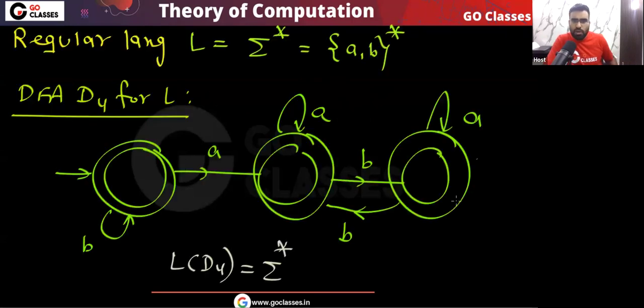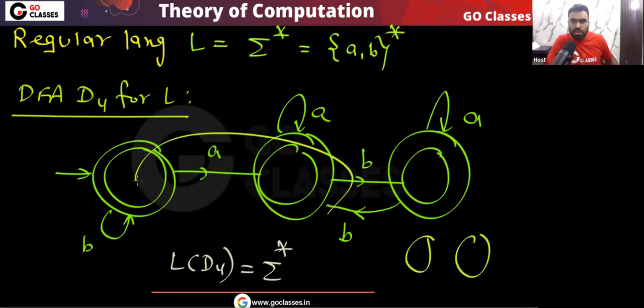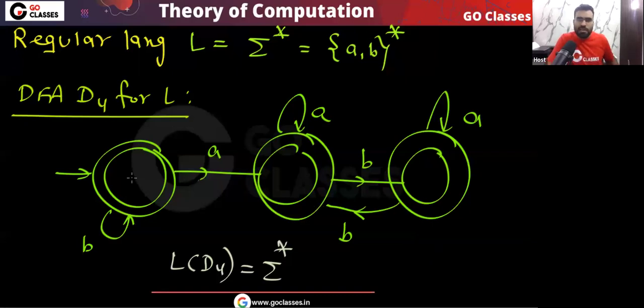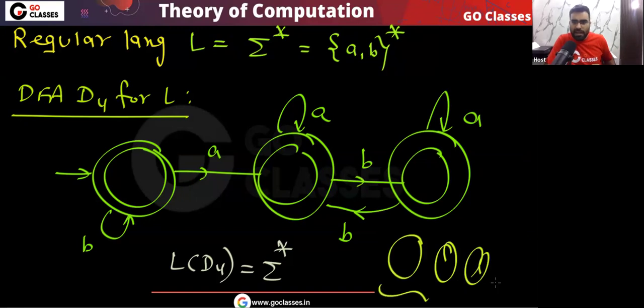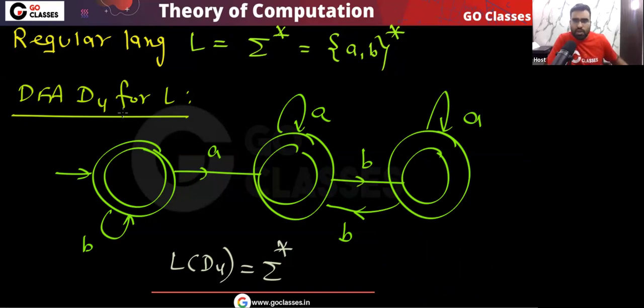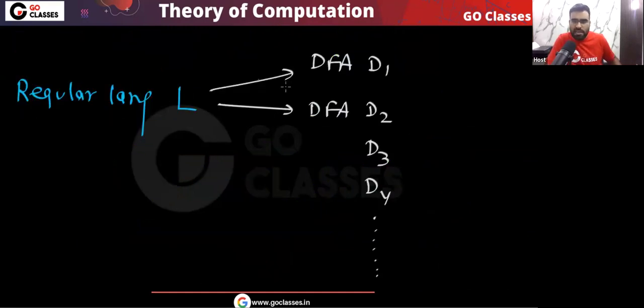What you can do is keep adding unreachable states. Add one more unreachable state, add one more unreachable state. You can create a 5-state DFA, a 6-state DFA, even a 100-state DFA. You can add 97 unreachable states, and then for the same language you will get a 100-state DFA. So this is what I'm saying: if you have a regular language L, then you can create an infinite number of DFAs.